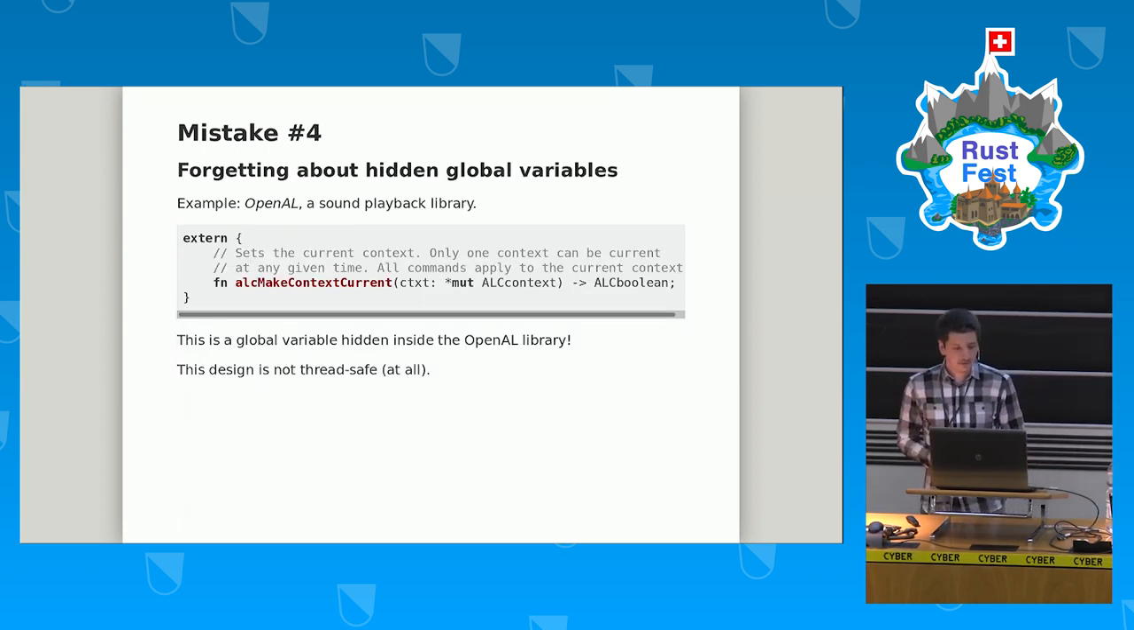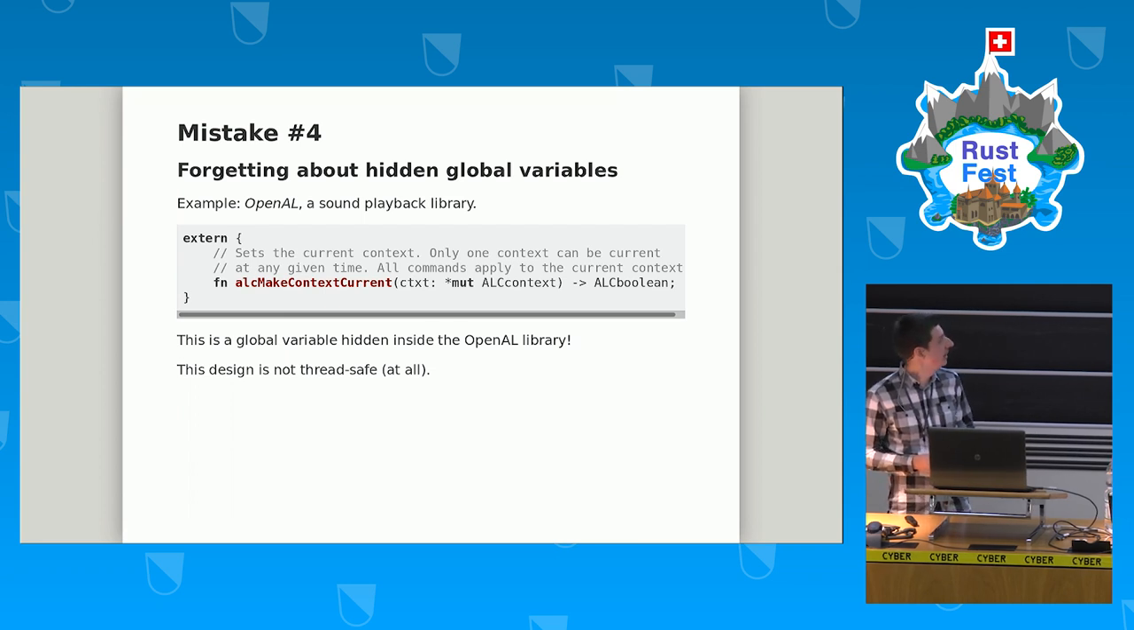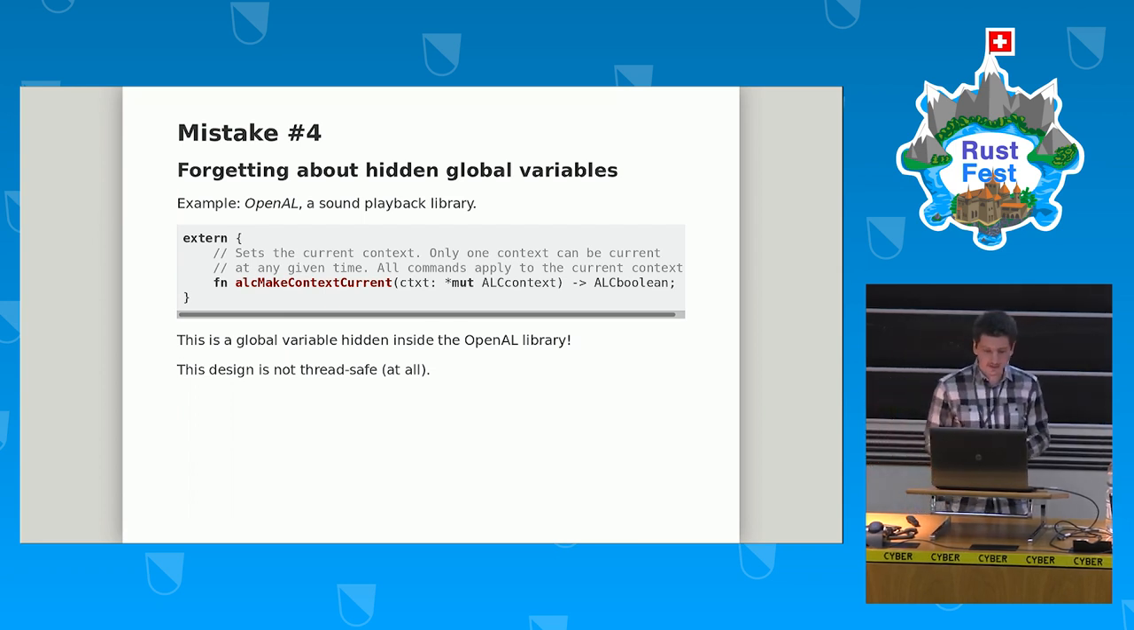Mistake number four, forgetting about hidden global variables. I'm going to take the example of the OpenAL sound library here, because it's really representative. So the way you use the OpenAL library is you first create what is called a context with a function that I didn't show here, which is called alcCreateContext or whatever. It's not the point here. You first create a context. Then you set the context as current by calling alcMakeContextCurrent. And only one context can be current at any given time.